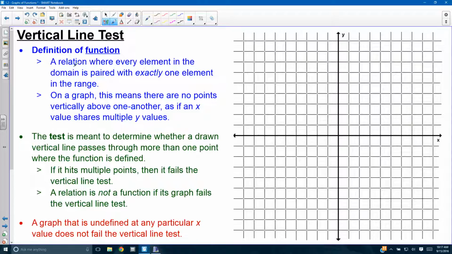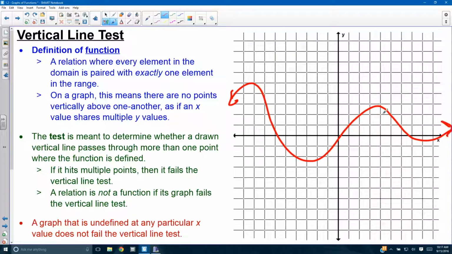The definition of a function is a relation where every element in the domain is paired with exactly one element in the range. Okay, so that means, and I did do the vertical line test on the previous video, but I'm just going to expand on it a little more, referring to what's written. On a graph, this means there are no points that are vertically above one another, as if an x value shares multiple y values. So let's say I had just some random graph there.